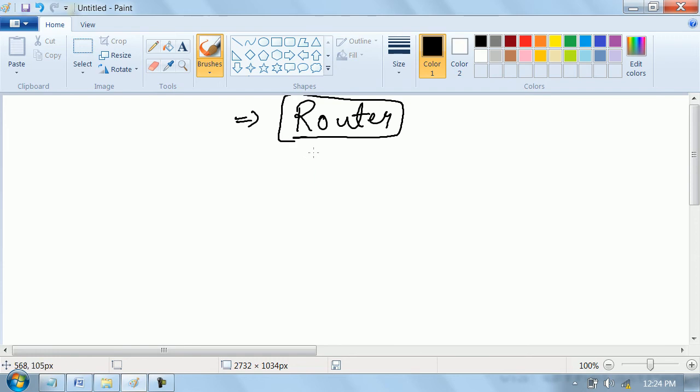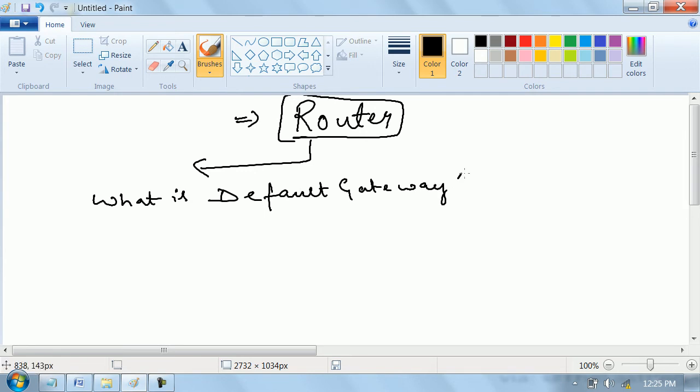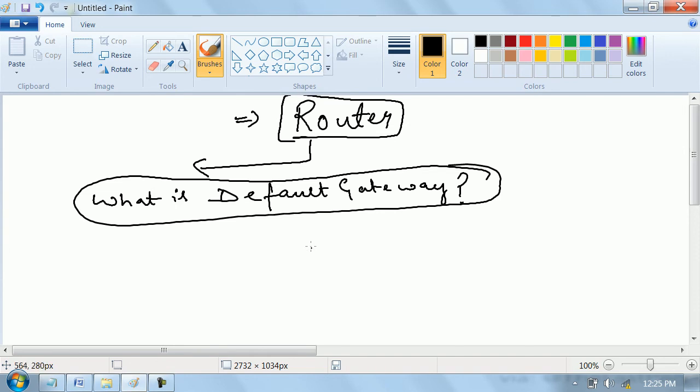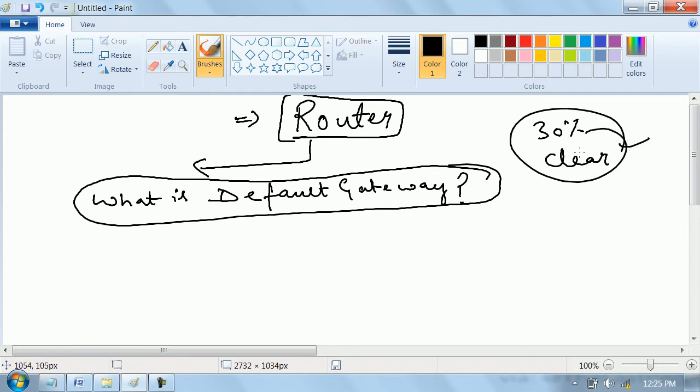First of all, we have to understand one thing. What is that thing? What is default gateway? When all of you know about this term, I think routing will be 30% clear. What do you mean by default gateway?